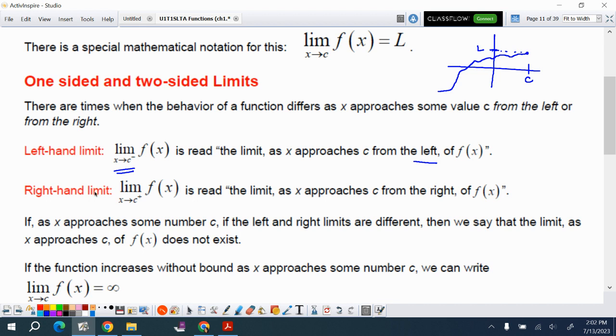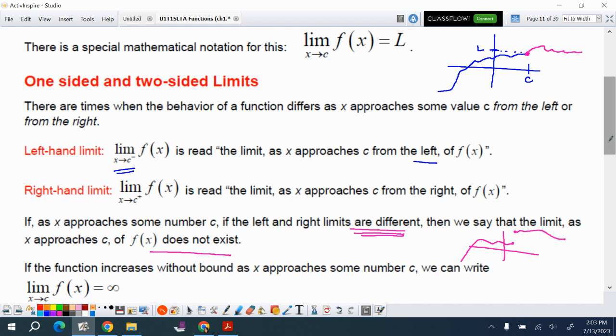Now from the right side is the same c value, but I'm coming from the right side, approaching the same number. So from the left, from the right. If it is the same number, then we can say the limit exists and that number is L. If the limit from the left and the limit from the right are different, then we can say the limit does not exist. For example, if I'm coming from the left at this point and from the right at a different point, these two numbers are different, so the limit does not exist.